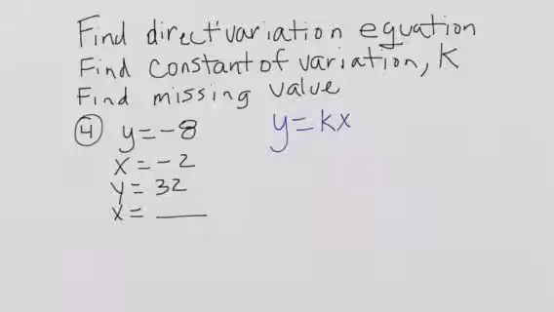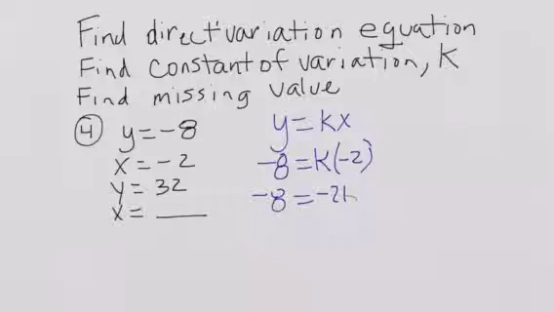Now we're going to plug in what we know. Well, the first y that we know is -8, so that's going to go in for the y. We don't know the constant of variation, so that's going to stay k. And x is going to be -2. So I'm going to simplify this to -8 is equal to -2k. We need to ask ourselves, is the variable on the left? It's not, so we're going to use symmetrical. So -2k is equal to -8.